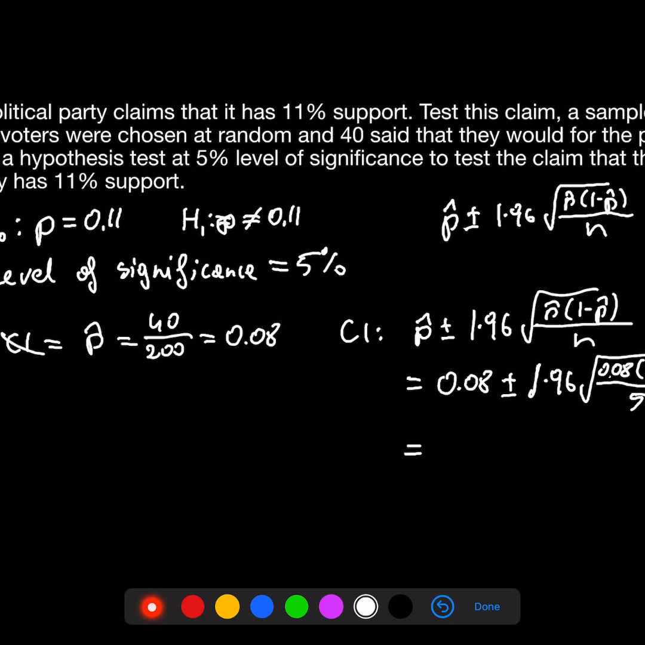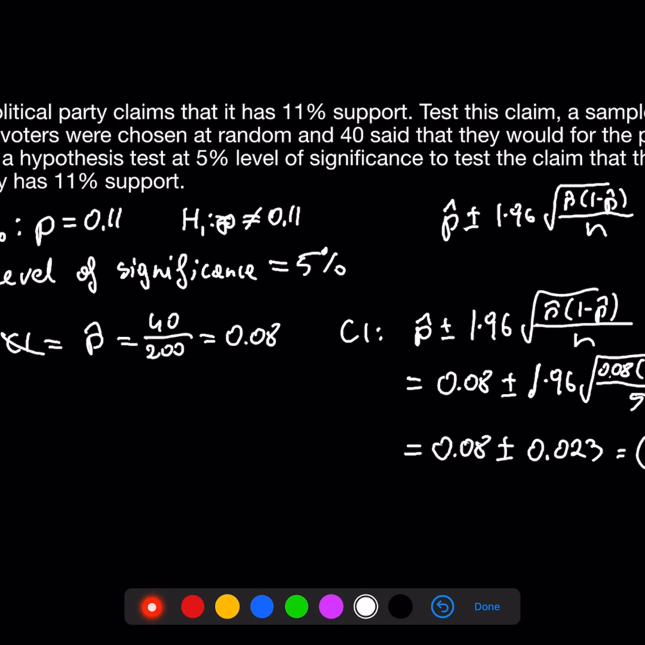And if I carry out this calculation, we get that the confidence interval is 0.08 plus or minus 0.023, which gives us boundaries of 0.057 to 0.103. Now, I'm noticing that the claim, the population proportion of 0.11, is not in the confidence interval from 0.057 to 0.103.